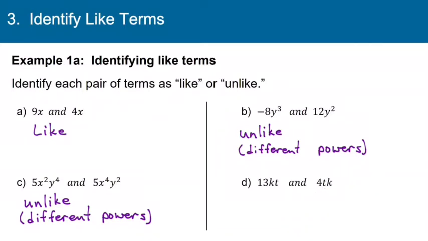Always remember that your properties are available to use whenever you like. So we could take the factors of this term and rearrange them so that it says 4 times k times t, and then it would look like this one. So even though this term looks a little different from this one, they both have the same powers of the same variables. So these are actually considered like terms.